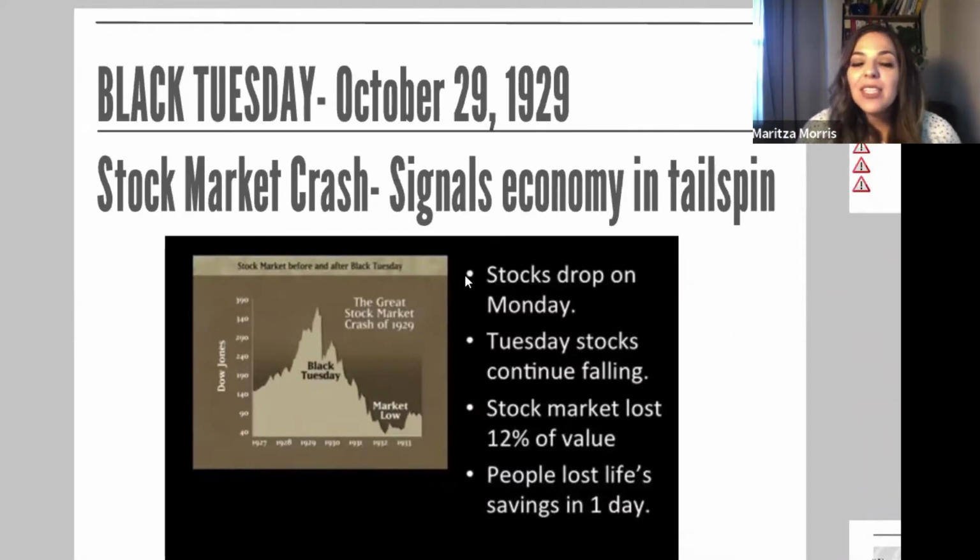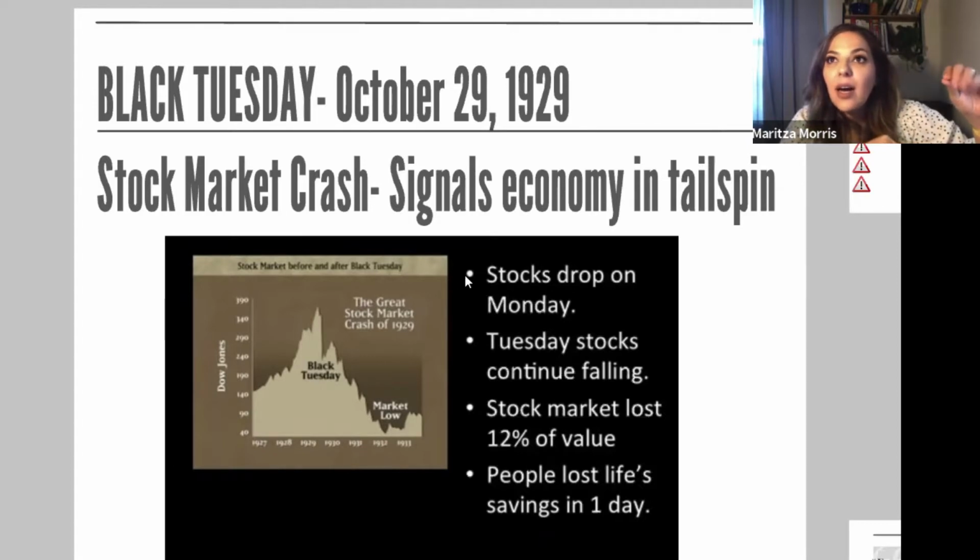So let's begin with where a lot of people believe that the Great Depression began, and that's with the stock market crash that took place on October 29th, 1929. The first thing I want to mention about the stock market crash is that it does not cause the Great Depression. It is a symbol, a representation that the American economy was in a tailspin and just totally out of control. But the stock market crashing on its own does not cause the Great Depression.